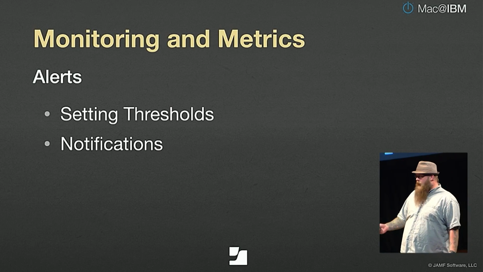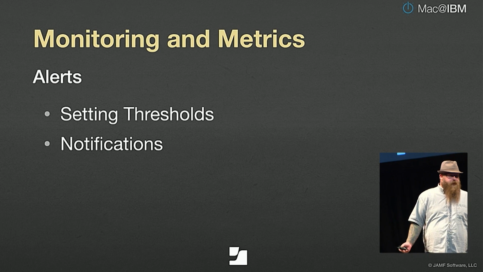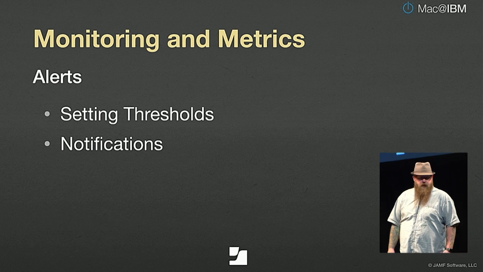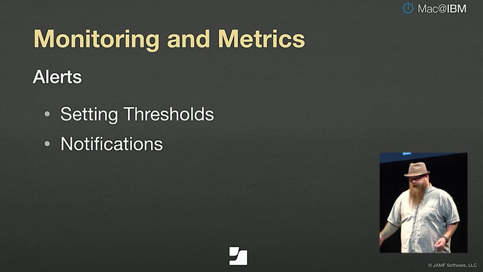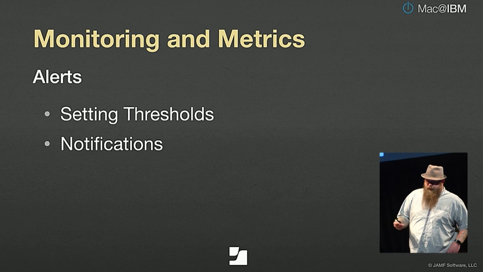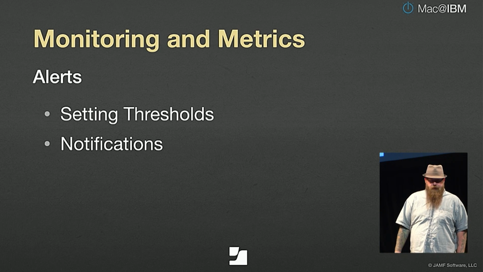The toughest part of alerts and monitoring is actually figuring out what those thresholds are. Set them too low, you're constantly getting emails and SMS messages about whatever it is that you've decided to set that threshold for. So it's a tough balance. As the infrastructure grows, you're constantly adjusting those thresholds.